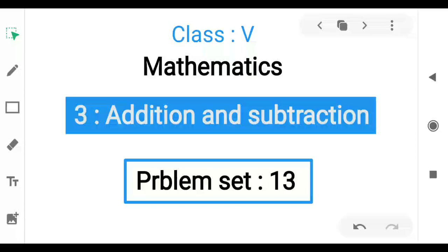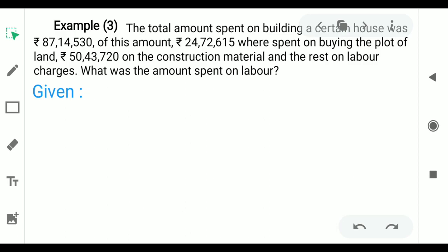So in today's video we see the second method of the mixed problems and we solve the remaining questions of the problem set 13. Now see this question we saw in the last video, and we solved these questions by the first method, and now in this video we solve this question by the second method.